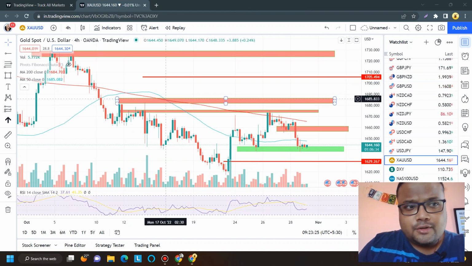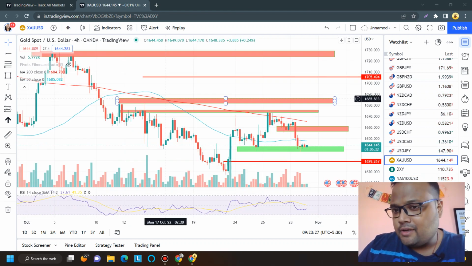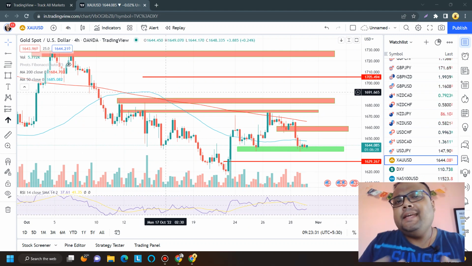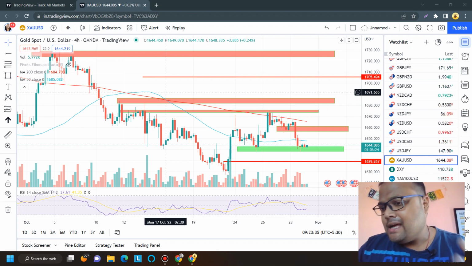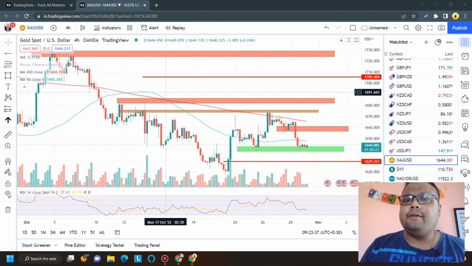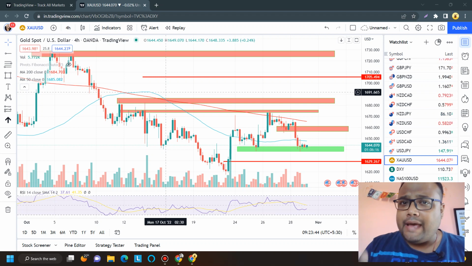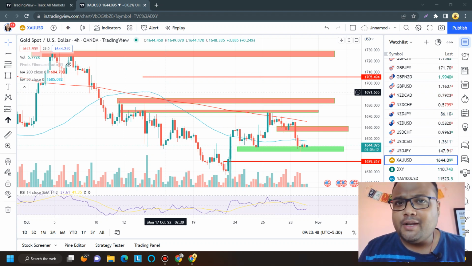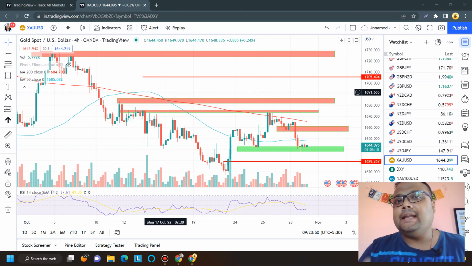And this is the 4-hour chart of gold USD in front of us. As you can see, the levels have not changed at all because nothing has changed on the chart of gold USD. Our levels are still very much intact. My dear friends, if you have already watched my previous video that I uploaded on Saturday, then the levels are still the same. If you're new to the channel, please watch the video that I uploaded on Saturday for a detailed analysis of the gold USD chart.